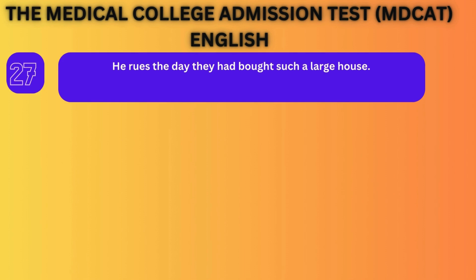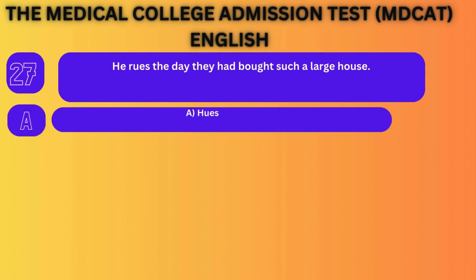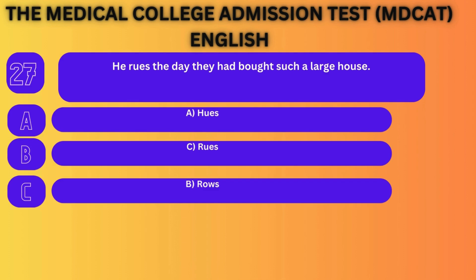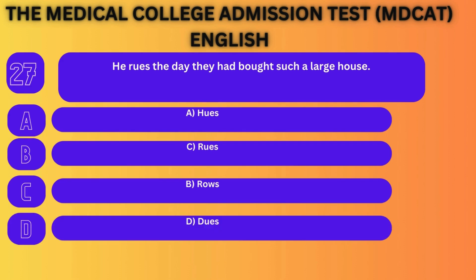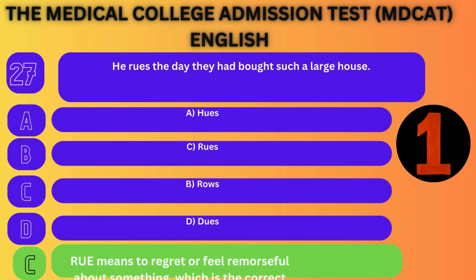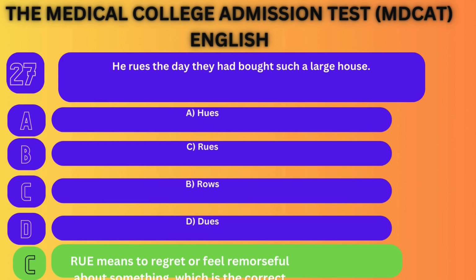Question number 27. He rued the day they had bought such a large house. Option A. Hughes. Option B. Ruse. Option C. Rose. Option D. Dues. Correct answer is C.